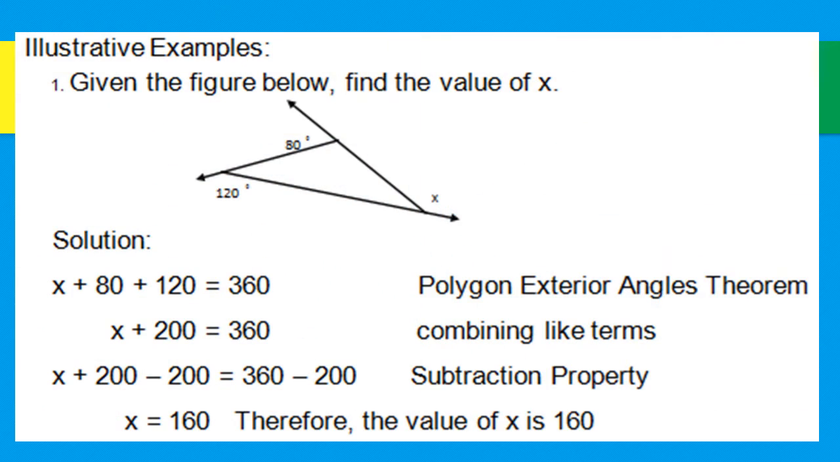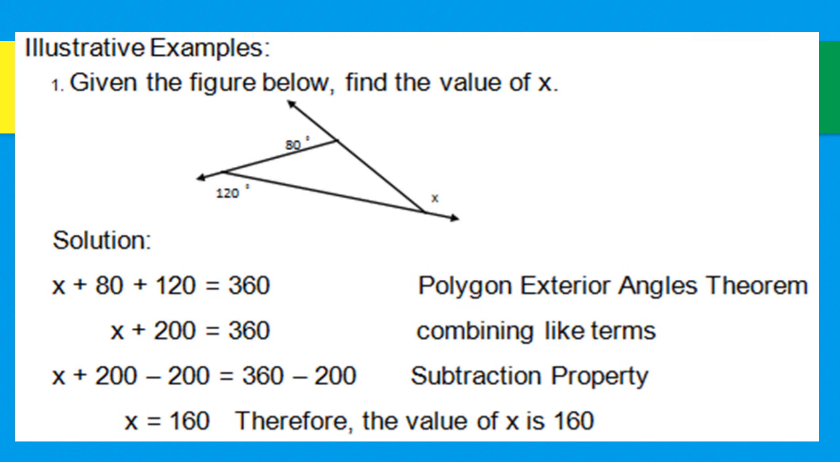Illustrate examples given the figure below. Find the value of x. So the given exterior angles are 80, 120, and x. So now we are going to look for the value of x. We are going to apply the polygon exterior angles theorem, which is we are going to add the values given. So we have x plus 80 plus 120 is equal to 360 degrees.